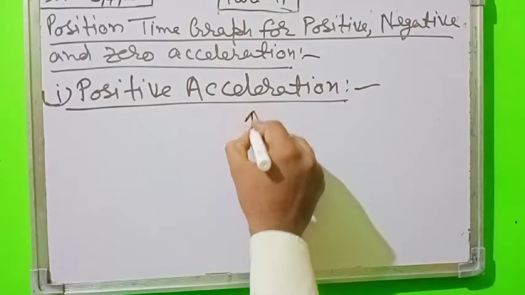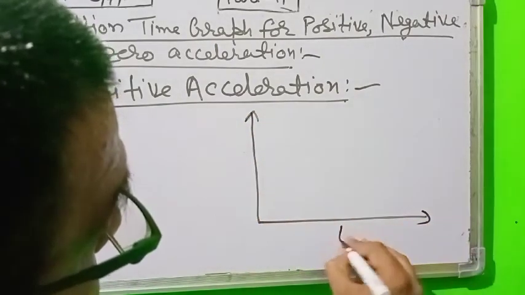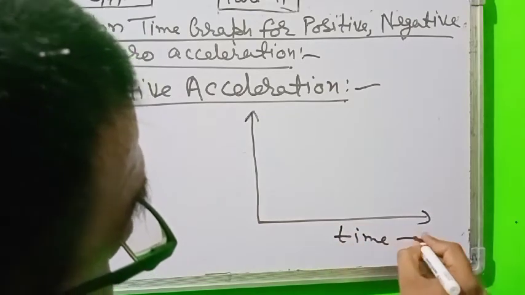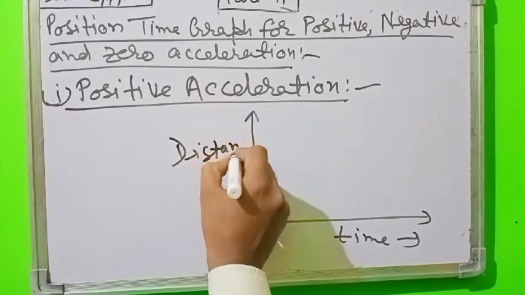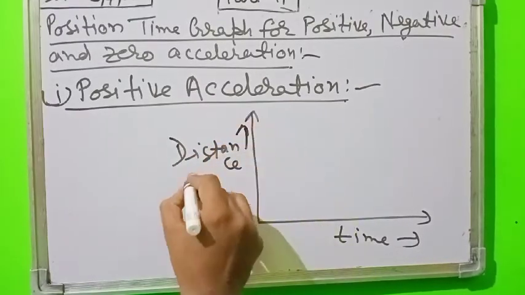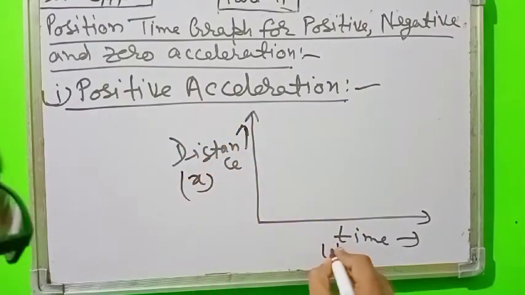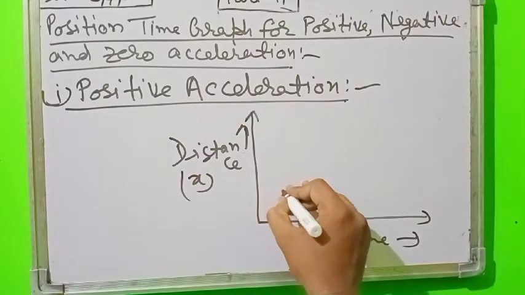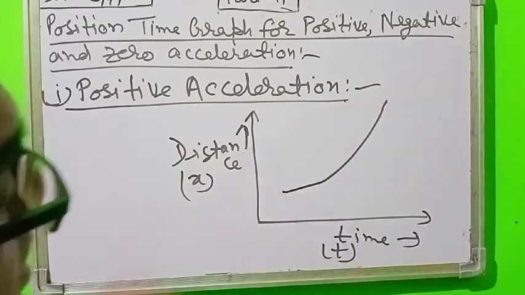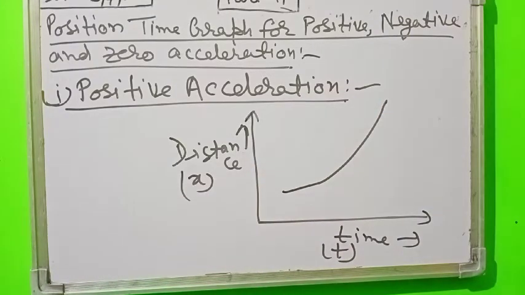Means for positive acceleration, this is time axis and this is distance. This is distance axis, this is x, and this is time axis t. Means with the passage of time, the distance is going to be increasing. Then it is the case of positive acceleration.